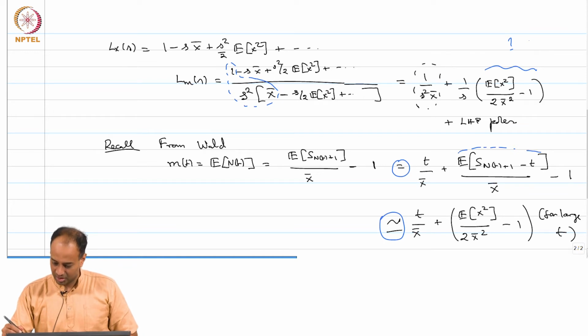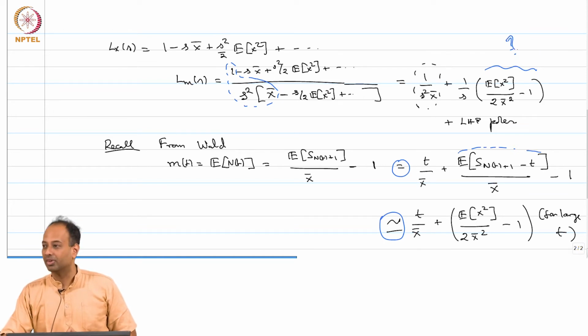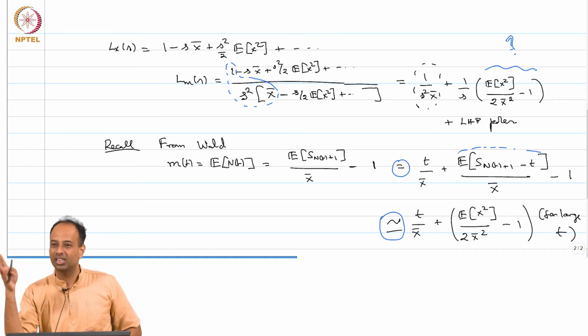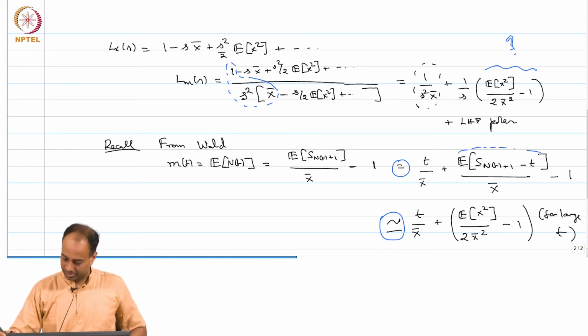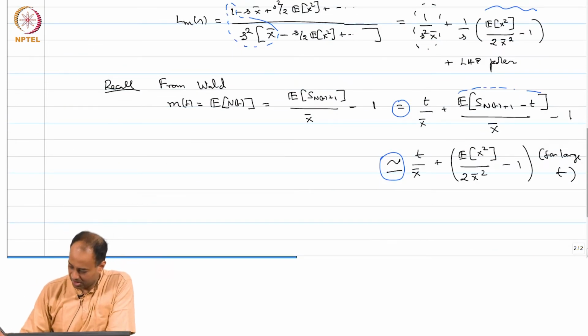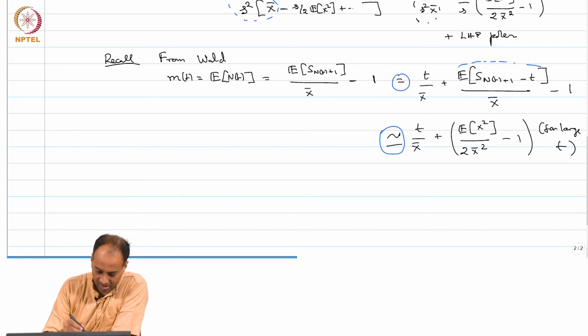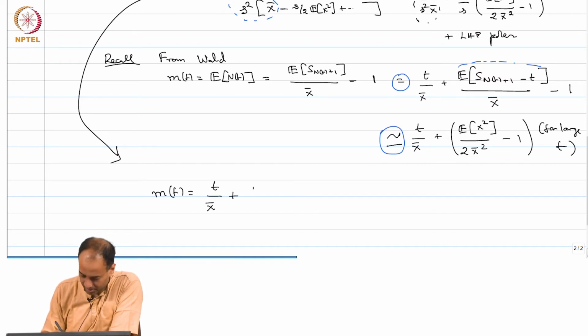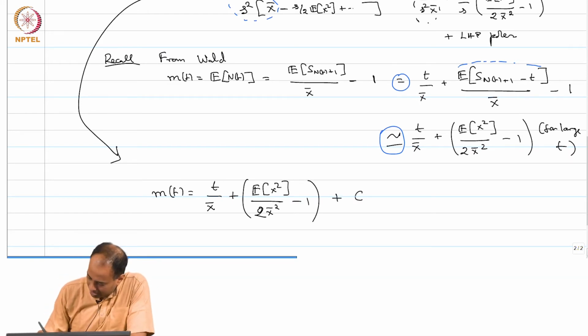So, this question mark that I put, where does it come from? It has come from the expected residual life, which is roughly like this, expected x square over 2 x bar, but there are also transient terms for finite T. That is all that I am saying. So, to get back to this L_m of s, you can transform back and write m of t is equal to t upon x bar plus expectation of x square over 2 x bar square minus 1 plus some epsilon t.